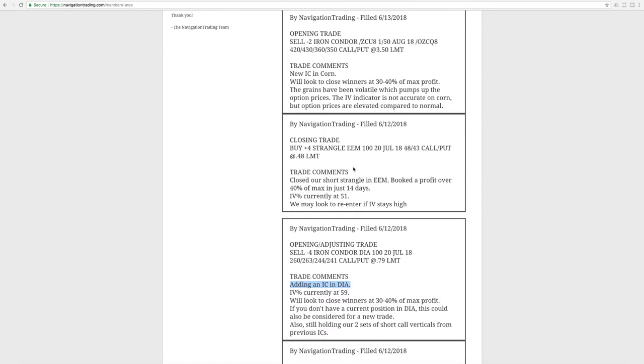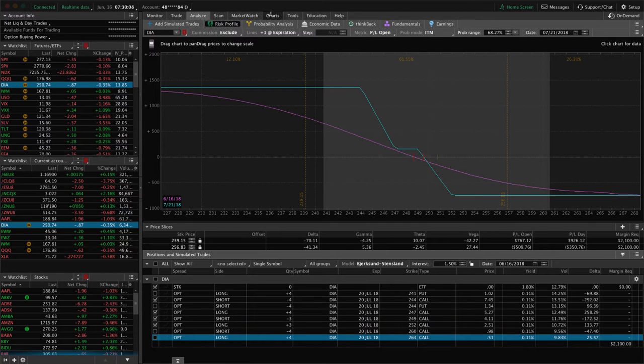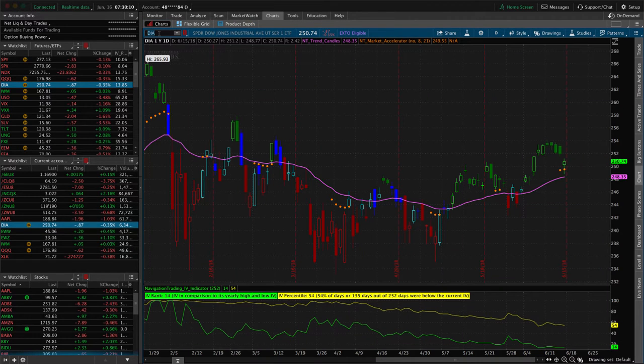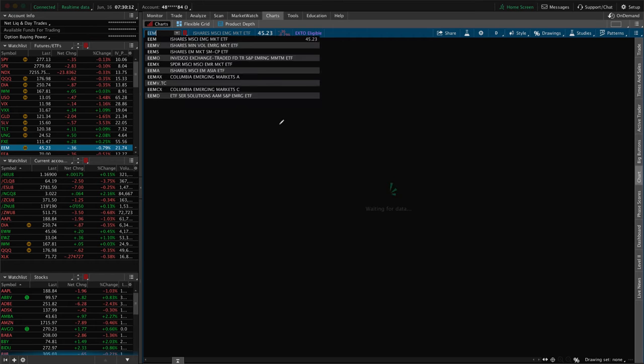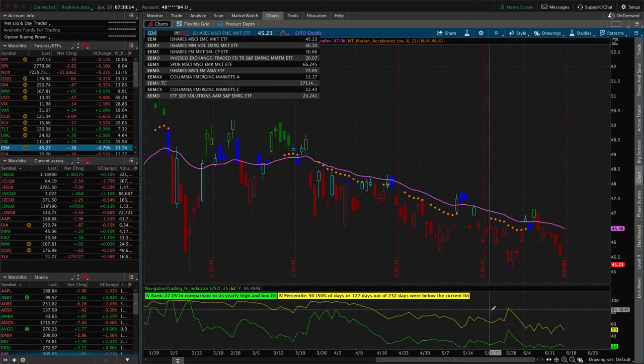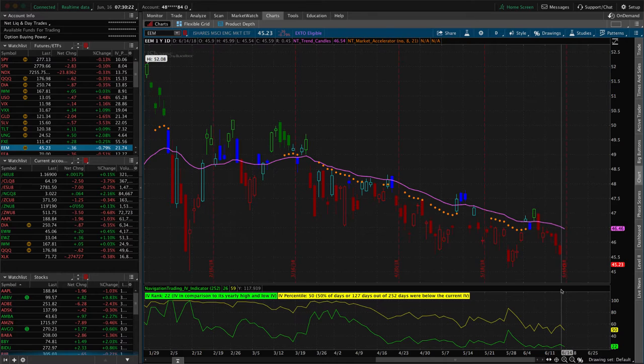Next trade was a closing trade in EEM. So we closed out our short strangle in EEM, booked a profit over 40% of max in just 14 days. Let's take a look at the chart of EEM. Implied volatility had stayed relatively high. Got that contraction and steady price movement gave us the opportunity to book that one.